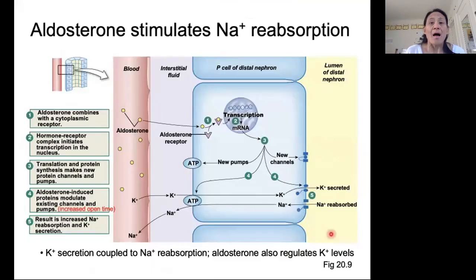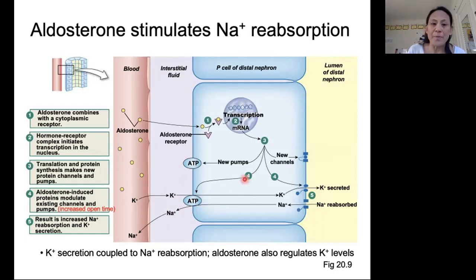I also want to point out that sodium reabsorption is coupled to the movement of other ions as well. Potassium secretion is coupled to sodium reabsorption, and in that way, aldosterone also regulates our potassium levels. Taking a look at how that happens, I want to draw your attention to this ATPase, which you might have noticed is the sodium potassium ATPase. When we pump sodium out of the cell, we are also pumping potassium into this epithelial cell.